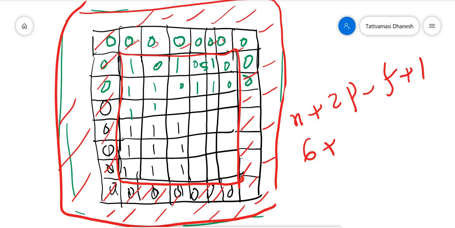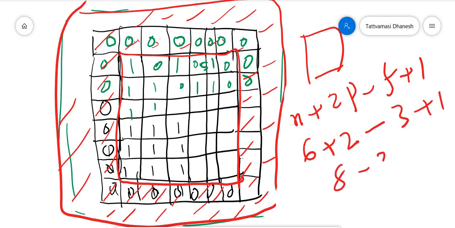Padding is 1, so I can write it as 6 plus 2, and if I am using a filter of size 3 by 3, then minus 3 plus 1. That will be 8 minus 3 plus 1. That means 8 minus 3 is 5, plus 1 is equal to 6. So I am getting an output of the same size as that of the image.